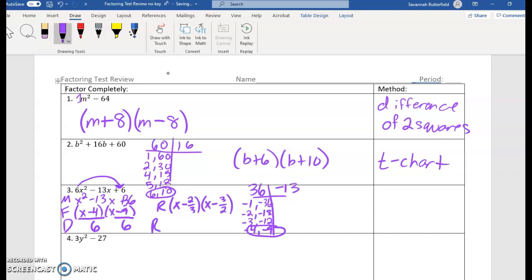My second R is to rewrite these. So we move bottoms up. Move the 3 up and move the 2 up. So this is going to be 3x minus 2 and 2x minus 3. And so the only method we used for 3 was MFDRR.